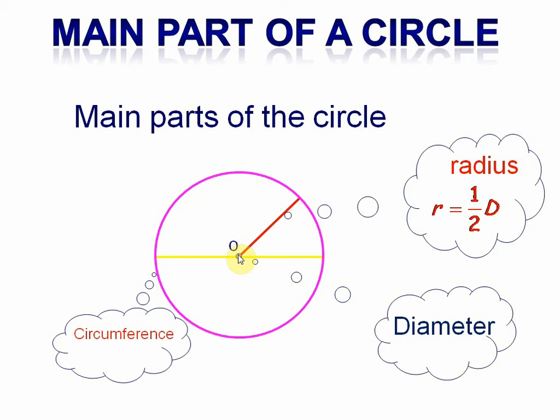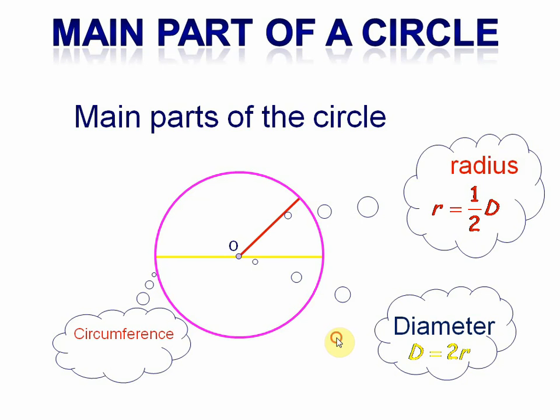When we cut the diameter into two parts, we get the radius. When you go from the center towards any direction of the circle, you get the radius: from this center to the circumference in this direction, or in this direction, or forward, backward, upward and downward. These are all called radius. So in a circle there are infinite radii. Radius is basically 1/2 diameter, so diameter is 2r.